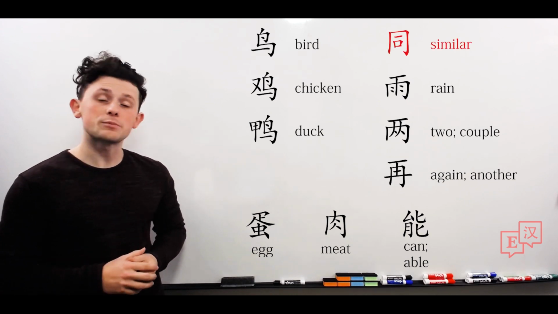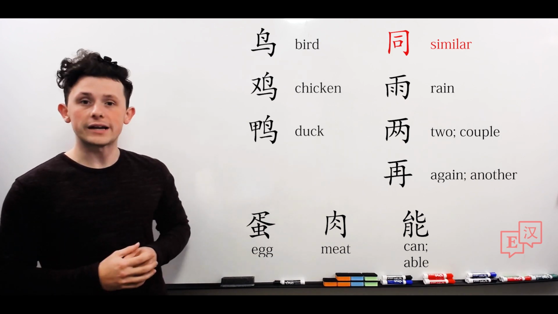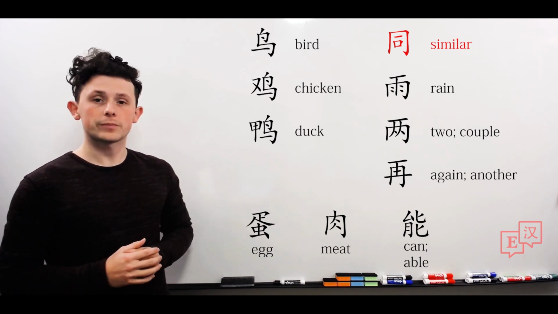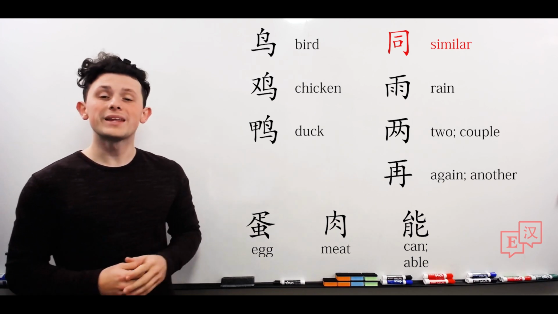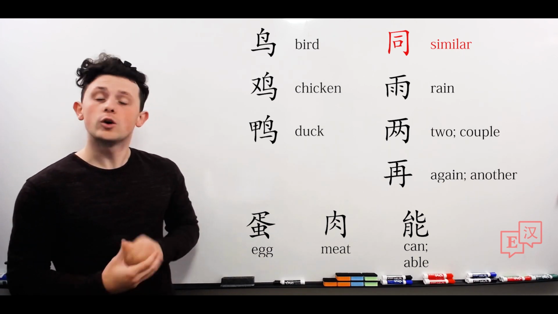The first character here is pronounced tong, which is that box with an e and a ko inside. Tong, and it means similar or alike. In essence, the same. Tong.